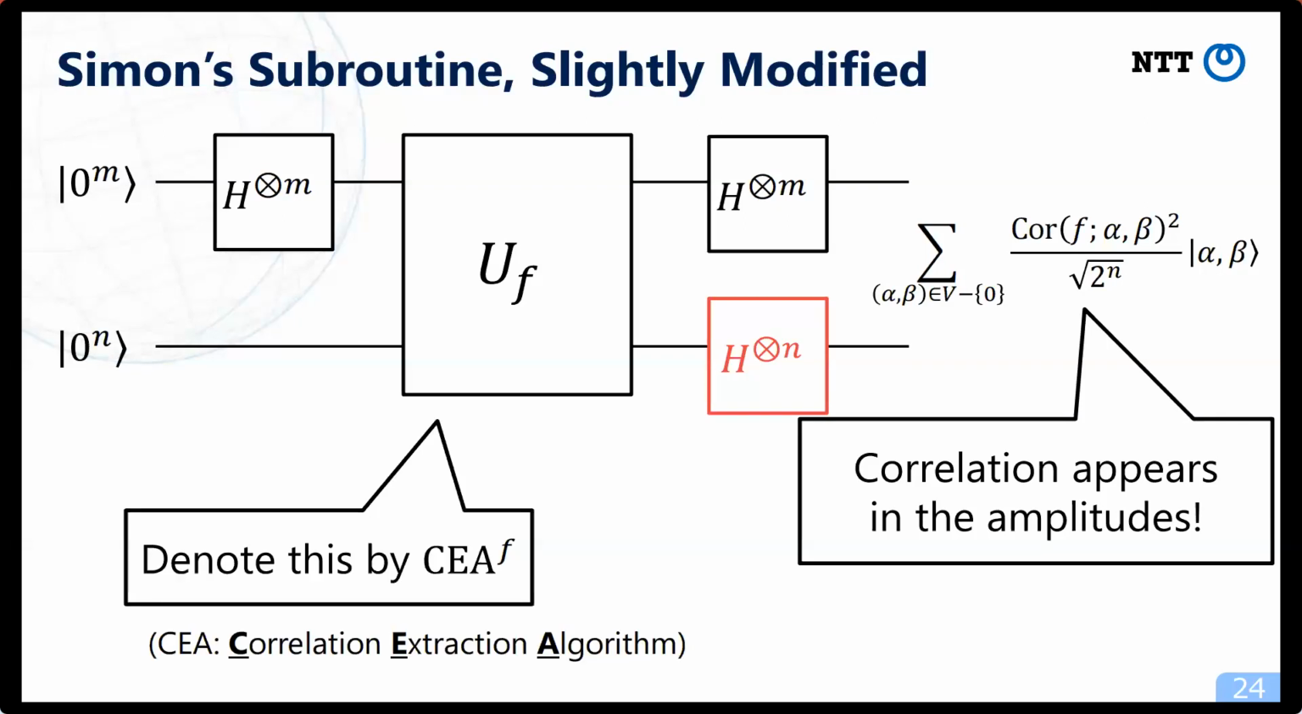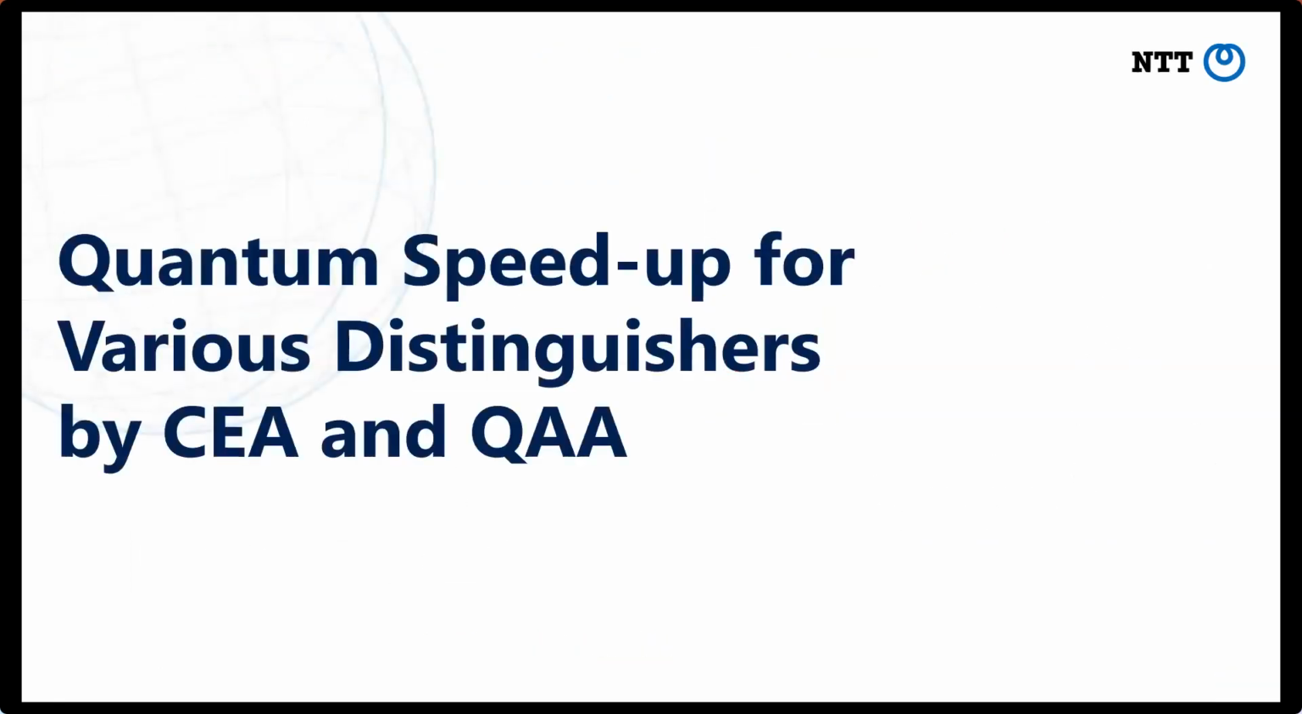And I'd like to call this algorithm CEA, or correlation extraction algorithm, because it extracts correlations in quantum amplitudes. And next, I'd like to explain how to use the CEA and quantum amplitude amplification to speed up various distinguishers.